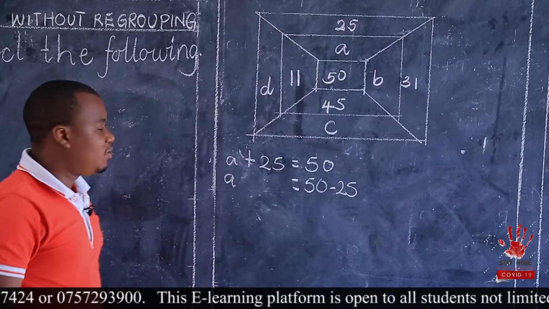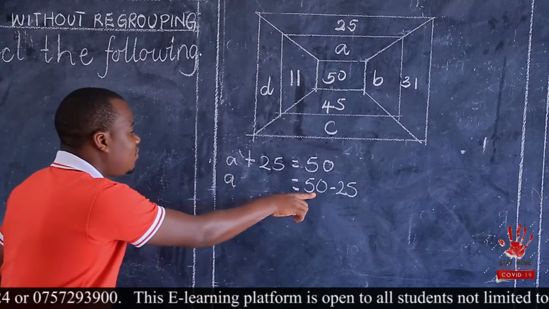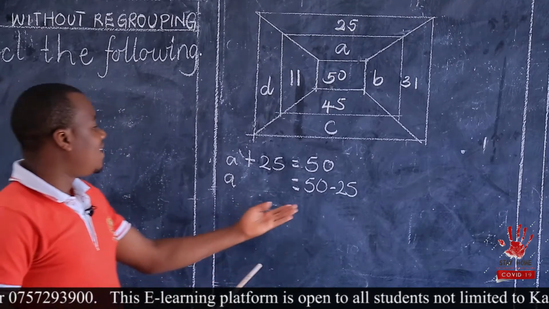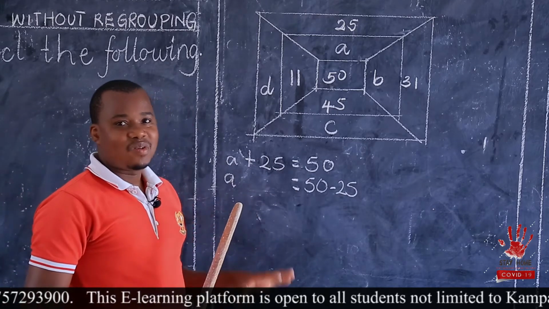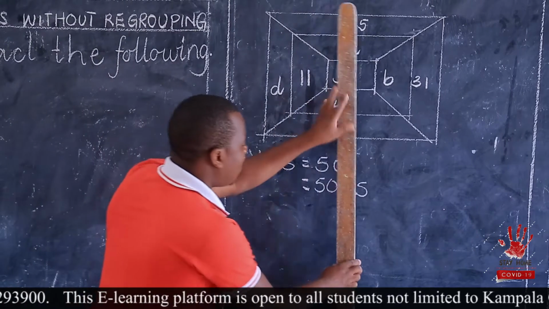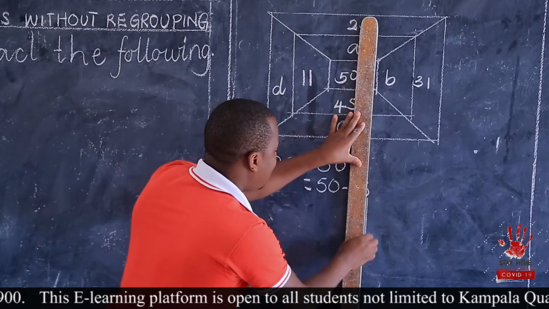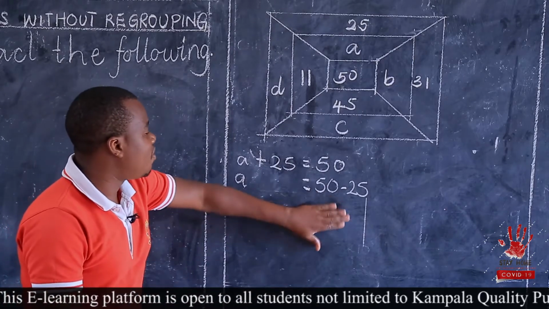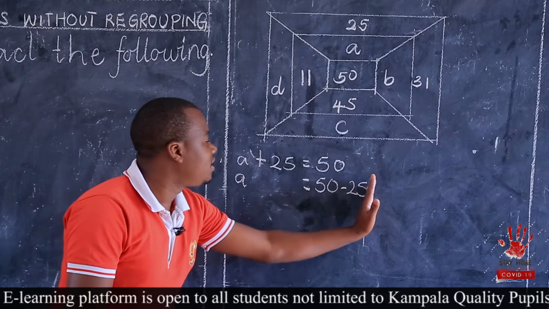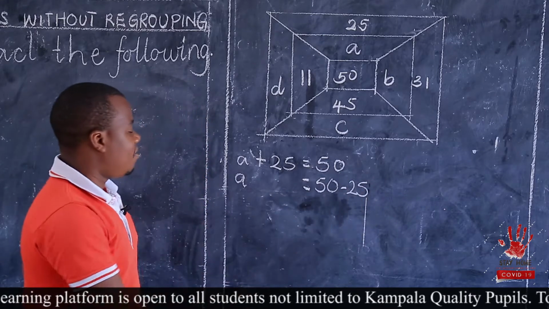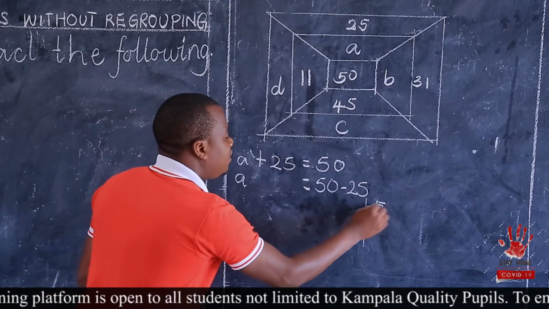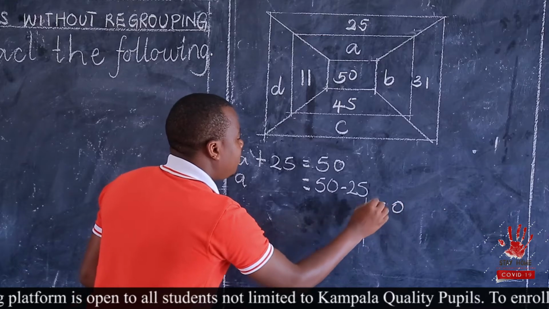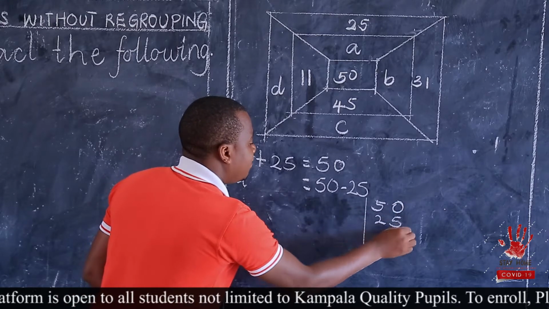And what did I say, my children? When you have this 50 and you are subtracting, these are 2-digit numbers. So what are we going to do? We are going to have some part of work here and then subtract vertically. Don't put your answer here. Put it just at the end of that number. So we shall have 50 take away 25.